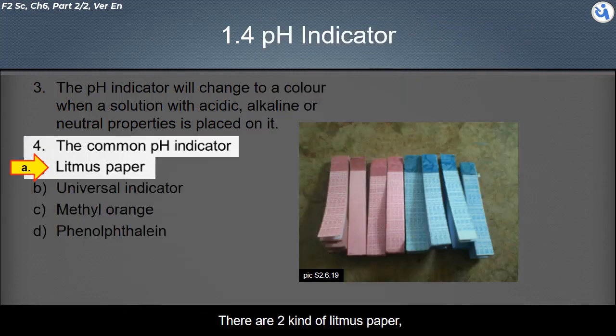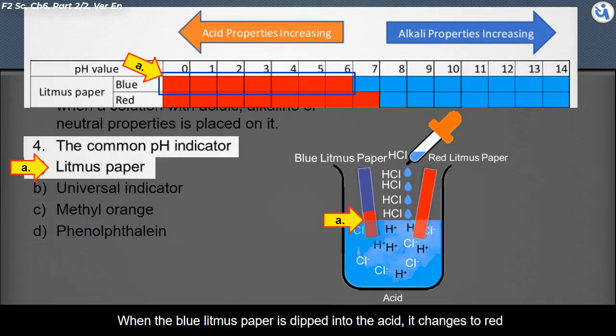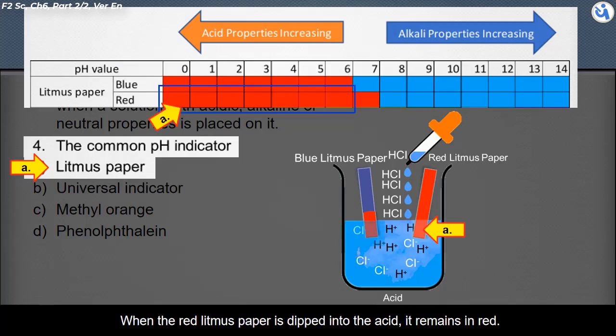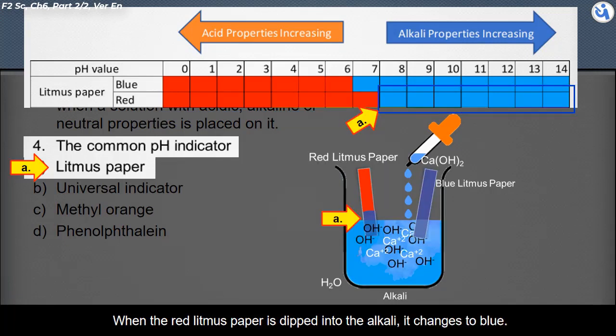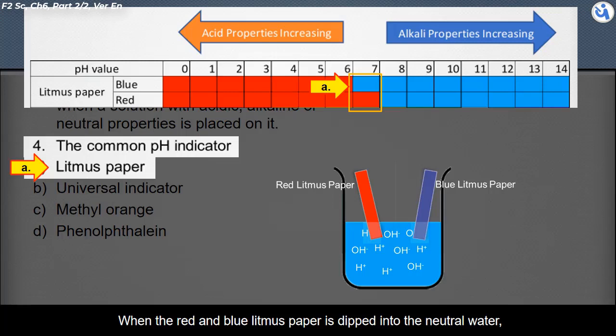Litmus paper. There are two kinds of litmus paper: red litmus paper and blue litmus paper. When the blue litmus paper is dipped into the acid, it changes to red. When the red litmus paper is dipped into the acid, it remains red. When the red litmus paper is dipped into the alkali, it changes to blue. When the blue litmus paper is dipped into the alkali, it remains blue. When the red and blue litmus paper are dipped into neutral water, they will remain in their default color.